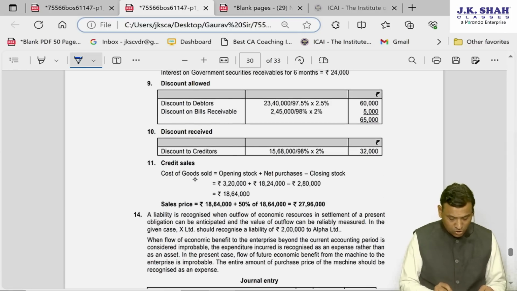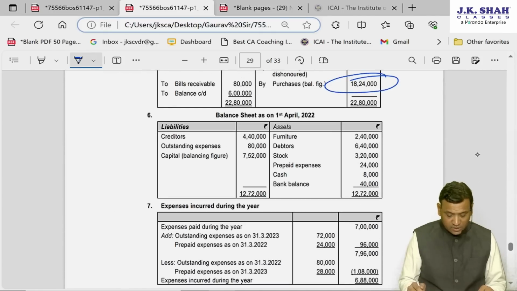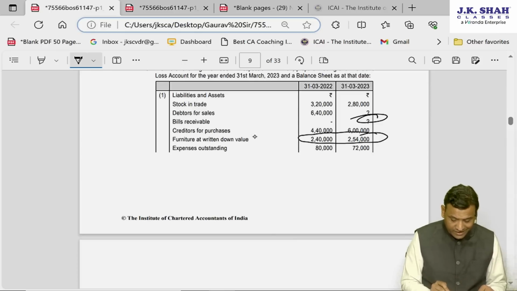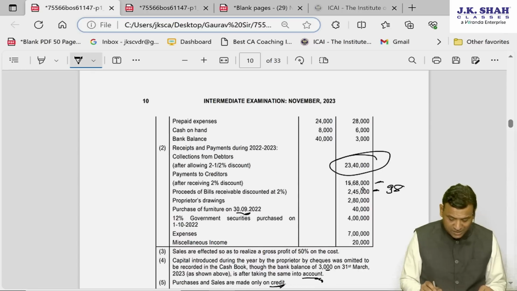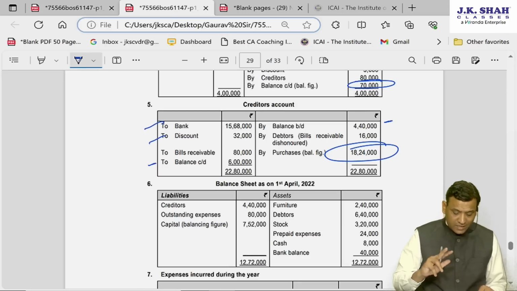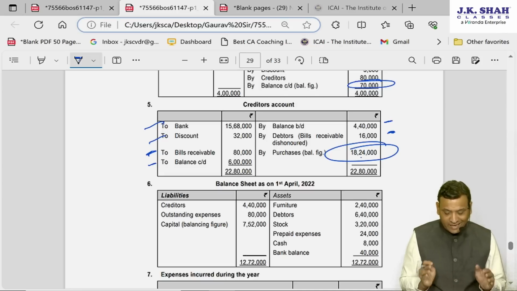Now, what is my sales? Cost of goods sold, opening plus purchase minus closing. Opening is 320, purchase is 1824. You said, how did you get this 1824? Friends, from my purchases account, I can get from my creditors account, because opening balance was given 440, closing balance was given. Look properly. Your creditors, opening and closing is given 440 and 6 lakhs. And then we have been given how much payments have been made to creditors after receiving this much discount. So in creditors account, we can write down bank and discount. Then a bill was endorsed. So creditors to bill receivable. Then that bill was dishonored also. So this amount. So this is balancing figure 1824.